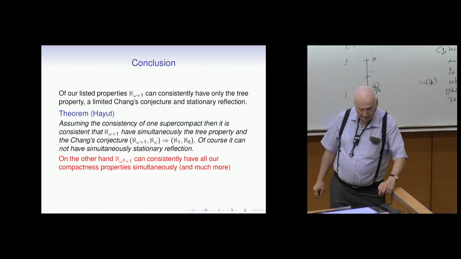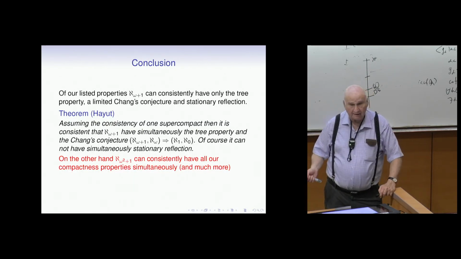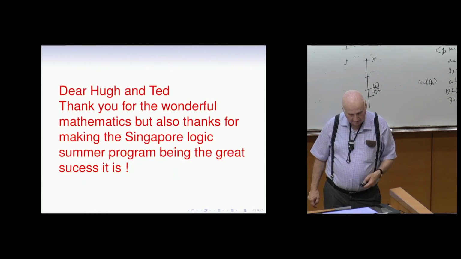On the other end, Aleph Omega square plus 1 can consistently have all the compactness properties simultaneously, and much more than I listed. So there is a fundamental difference between Aleph Omega square and Aleph Omega. Aleph Omega square plus 1 is very different from Aleph Omega plus 1.